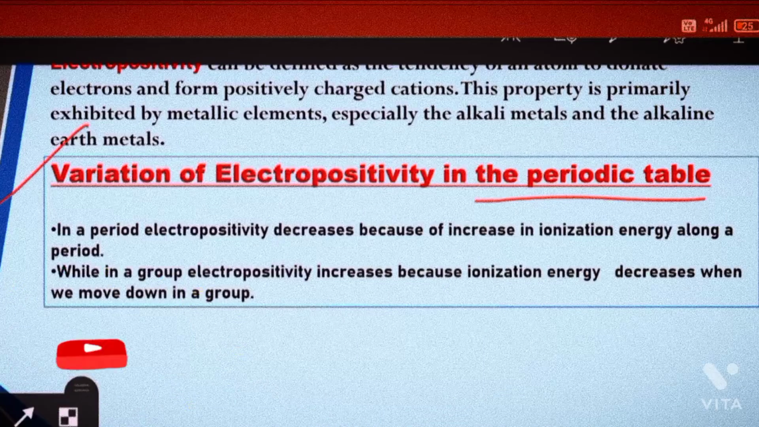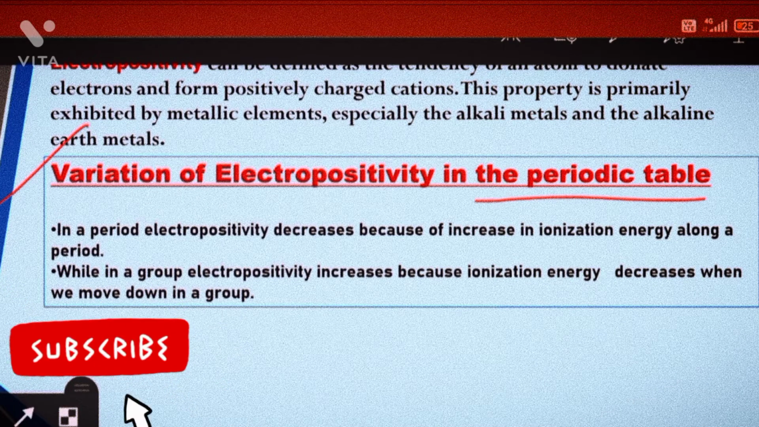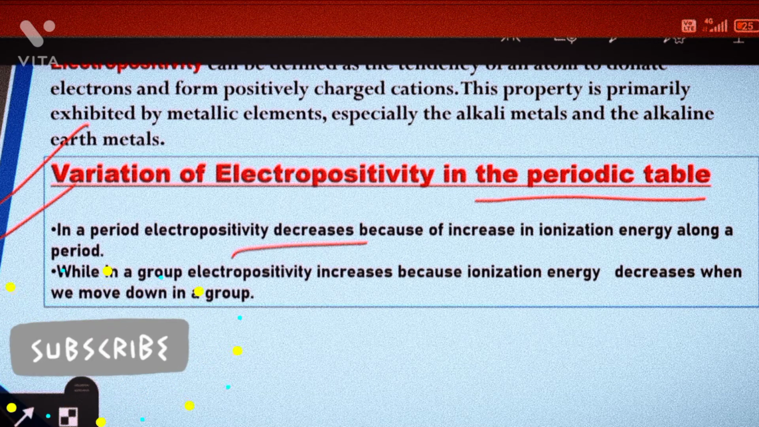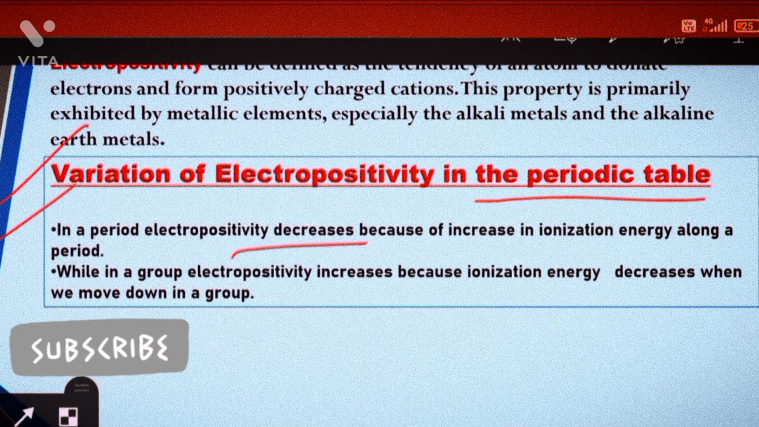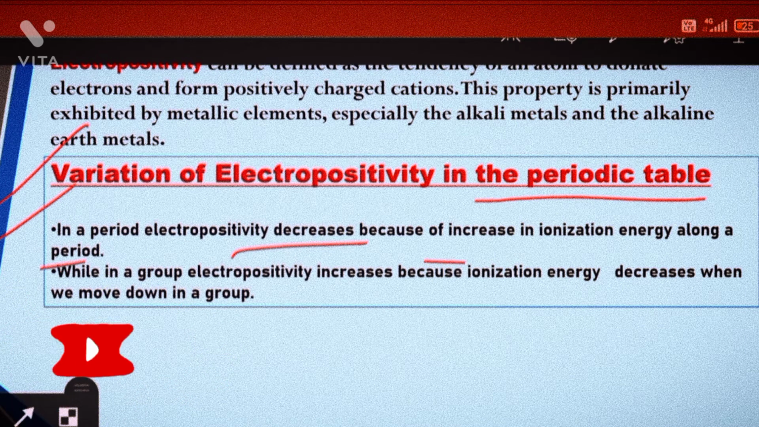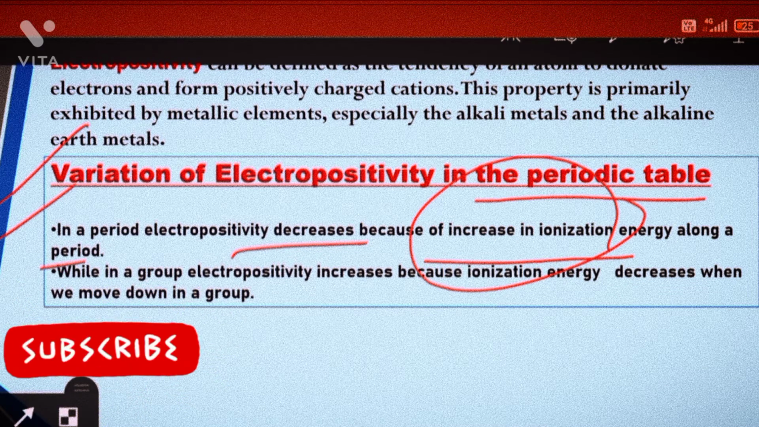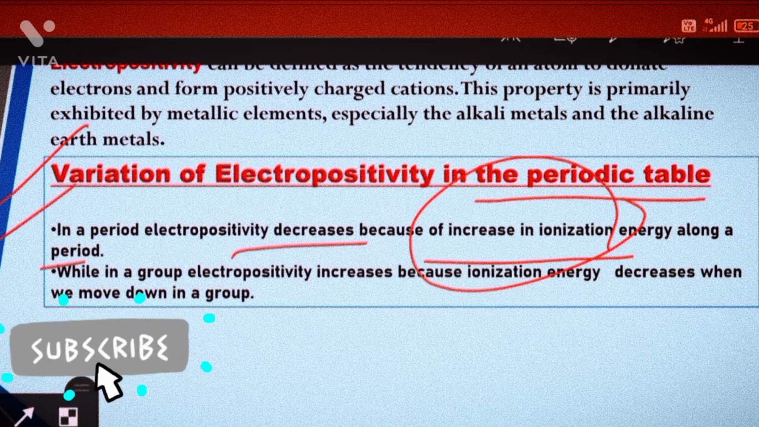How does electropositivity change when we move along a period? In a period, electropositivity decreases. Decrease means reduces. Any element becomes less electropositive when we move along a period. Why? It is just because of the increase in ionization energy. Ionization energy means the energy which is required to make an electron free from the atom. That is called ionization energy.